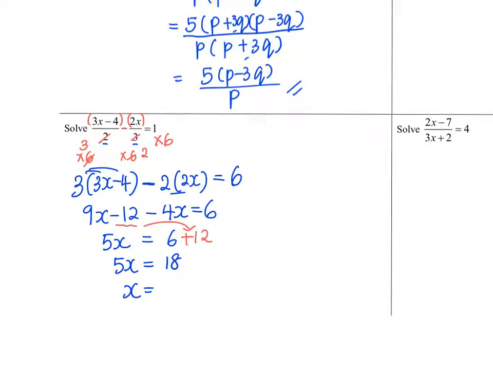So 18 divided by 5, you can either write it as 18 over 5, 3.6, or 3 and 3 over 5. All the answers are acceptable. So for me, in this case, I'll just choose to leave the answer as 3 and 3 over 5. Have you gotten the answer? We shall move on to the next part.